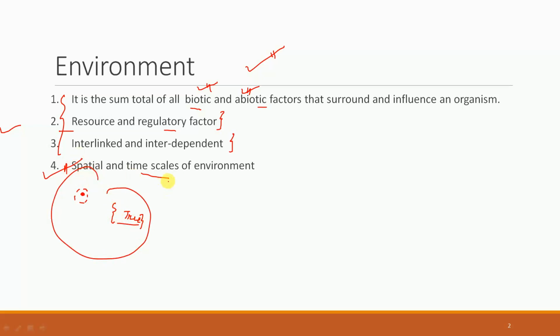Next is the issue of time scales. Also different organisms have different times in which they are interacting with the environment. For instance, a bacteria might be interacting with an environment only for 2 days. That might be the lifespan of this particular bacteria, but for a tree the lifespan can be years, it can be hundreds of years. So these time scales are also what are varying.